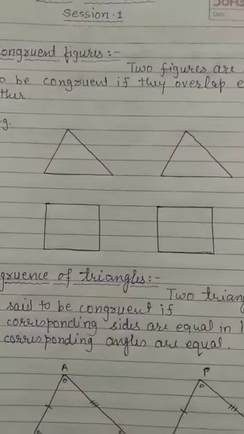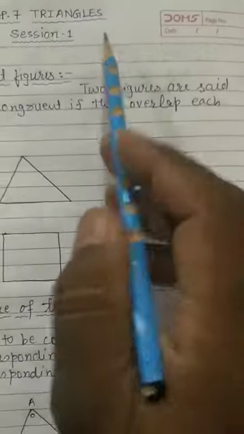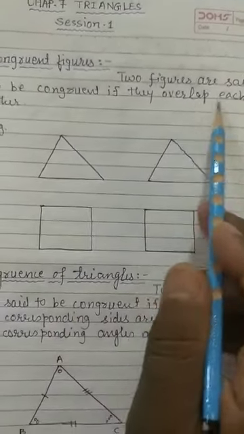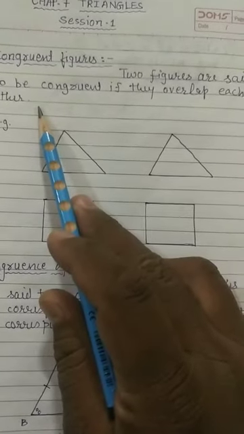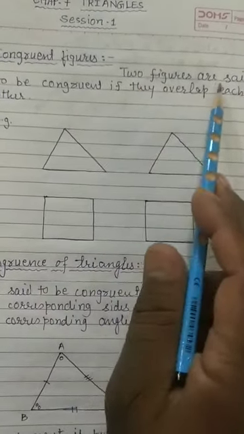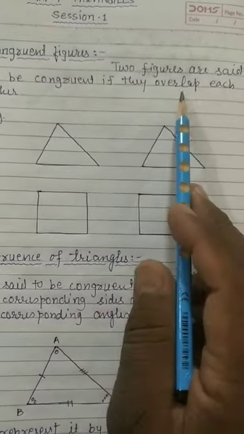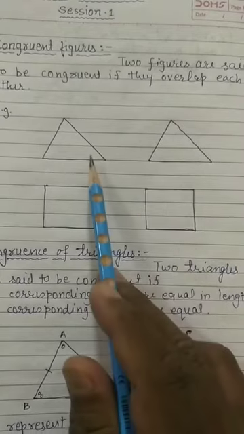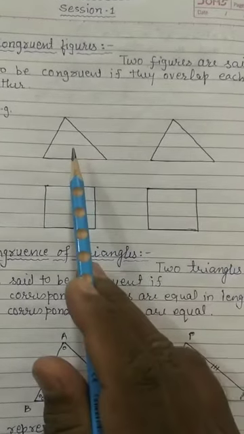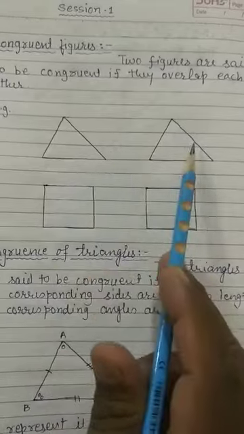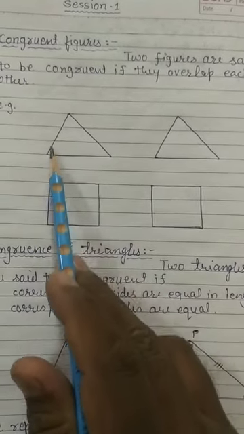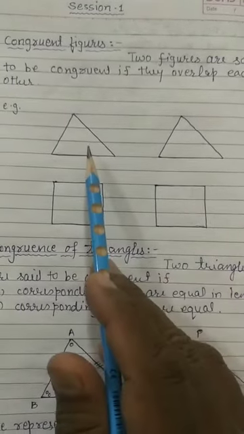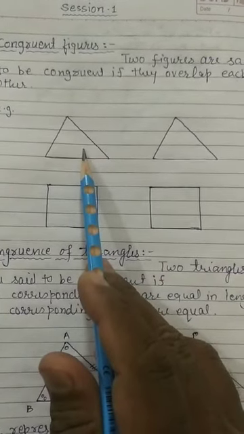Congruent figures. Two figures are said to be congruent if they overlap each other. You can see here two triangles are made, and if you put this triangle on this, both of the triangles overlap each other, right? Means both of them resemble one another, right?